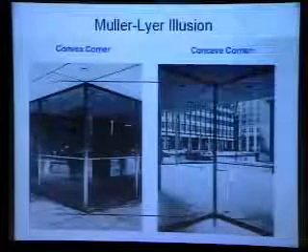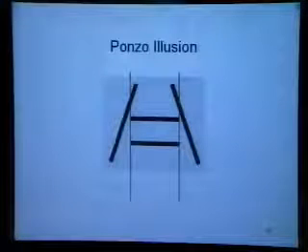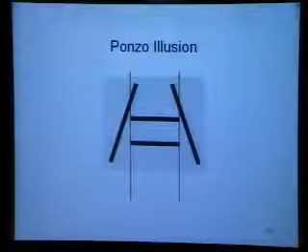Here is another version of this. This is known as the Ponzo illusion. This line, the topmost line, typically appears to be longer than the bottom line. Even though it's not, you can see that they're exactly the same length. But again, take away those cues, and the length of this line jumps right back into the picture.